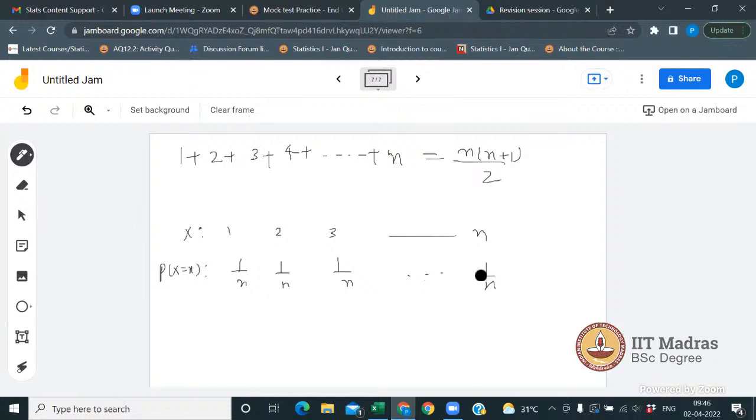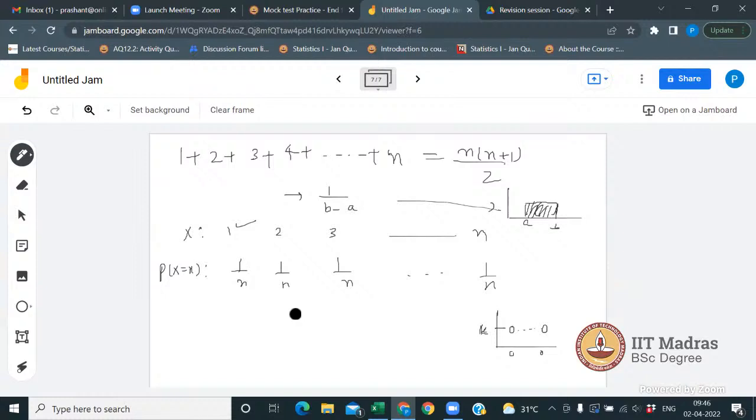As in continuous uniform distribution, the PDF is 1 upon b minus a. Suppose your region is from a to b, the probability is the same. That was continuous uniform distribution, and this is discrete uniform distribution. Discrete means suppose your a is there and b is there, and the probability is k, it will be the same from this point to this point.